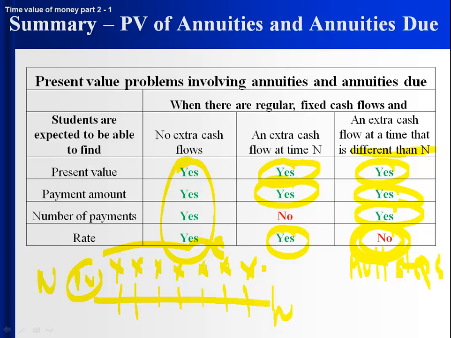There won't be one of finding the rate, because the only way to do that is trial and error. To say, okay, if the rate was this, would the present value of all of these be equal to the present value? No? Well, let me try a different rate. And so since there's no nice logical way to approach it, that's not something that we expect out of our students in Finance 301. So hopefully this little summary table of what you need to know and what you don't need to know is useful.